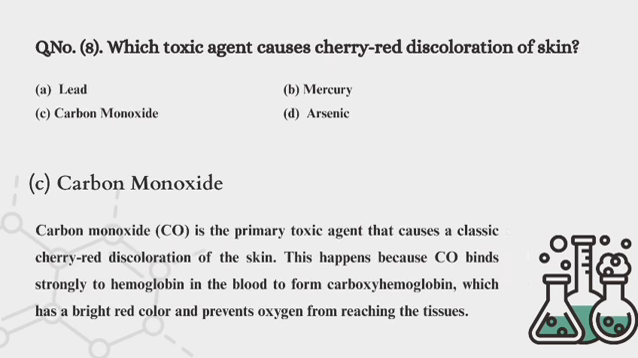Question number 8. Which toxic agent causes serious discoloration of skin? Option A lead, B mercury, C carbon monoxide, or option D arsenic. So the correct answer is option C carbon monoxide. Carbon monoxide is the primary toxic agent that causes a classic cherry red discoloration of the skin. This happens because carbon monoxide binds strongly to hemoglobin in the blood to form carboxyhemoglobin, which has a bright red color and prevents oxygen from reaching the tissue.